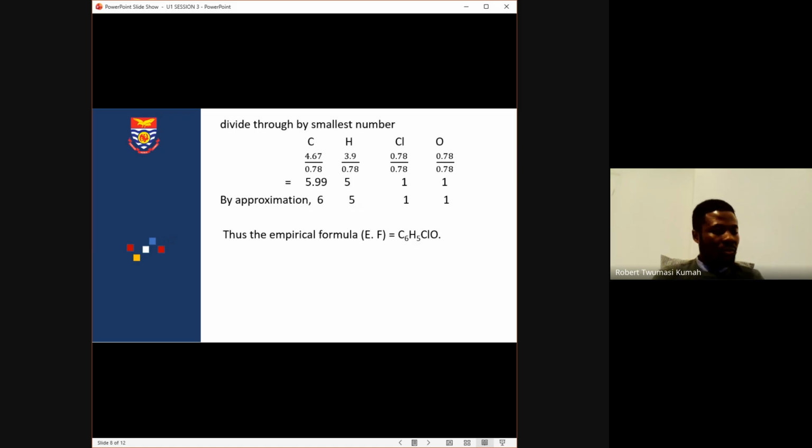Any question that wants you to proceed to find the molecular formula, you'll be given either the molar mass of the compound or the vapor density, so that when you get to this point, you can proceed to find the molecular formula. My good friends, any questions? Are we okay?